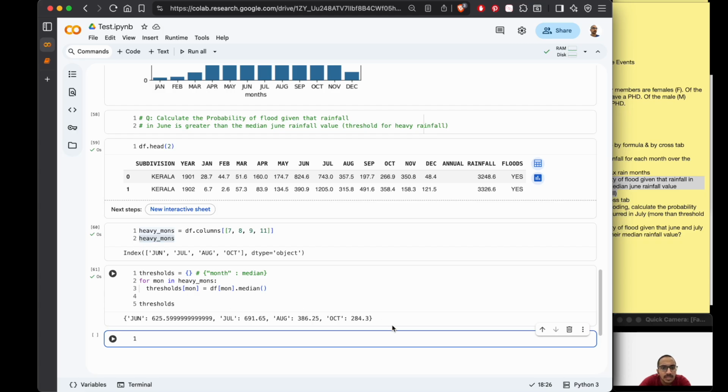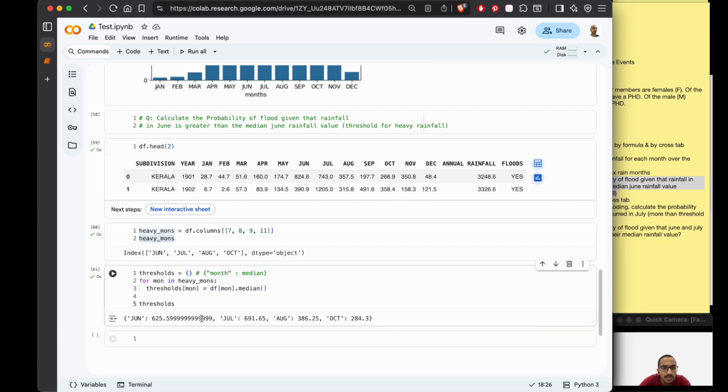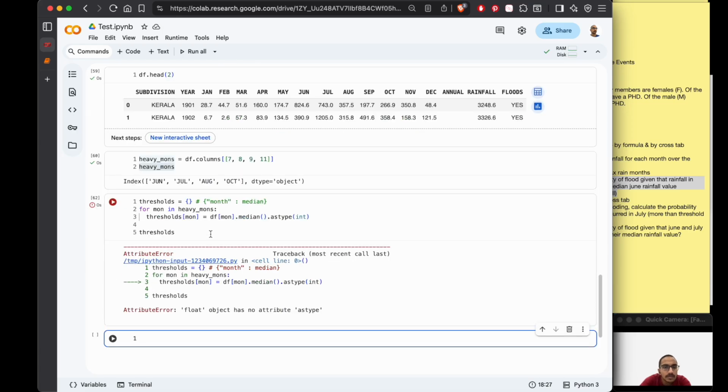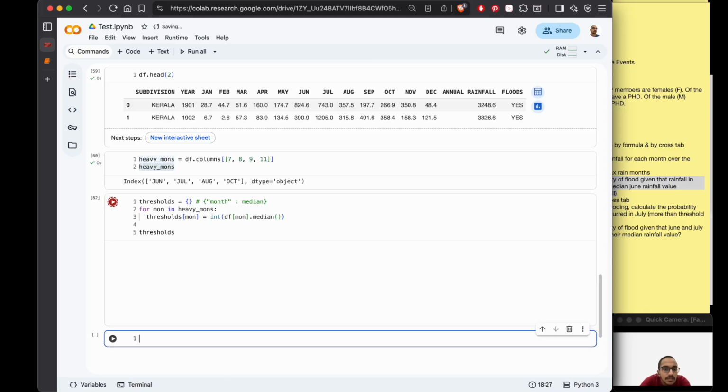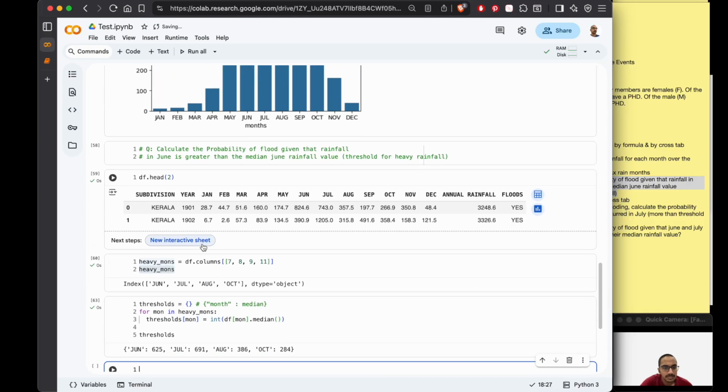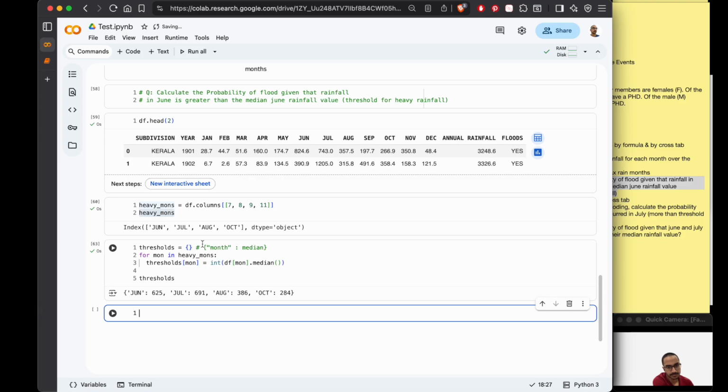There you go, those are our median values, but I don't need float values. Let's keep clean integer values. I don't know, can I cast it as type? Okay. We'll just cast it int. There you go. Those are our clean median values.